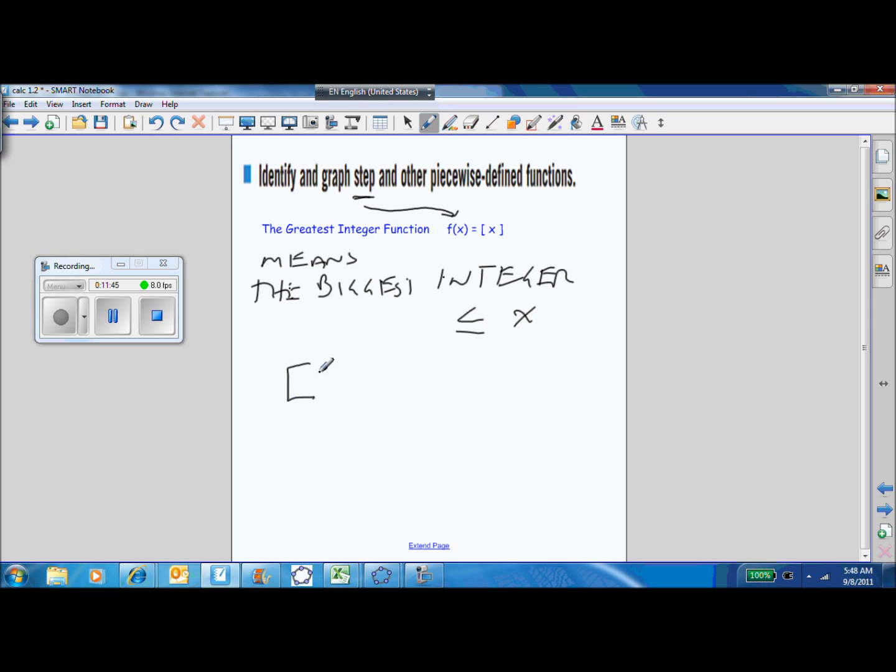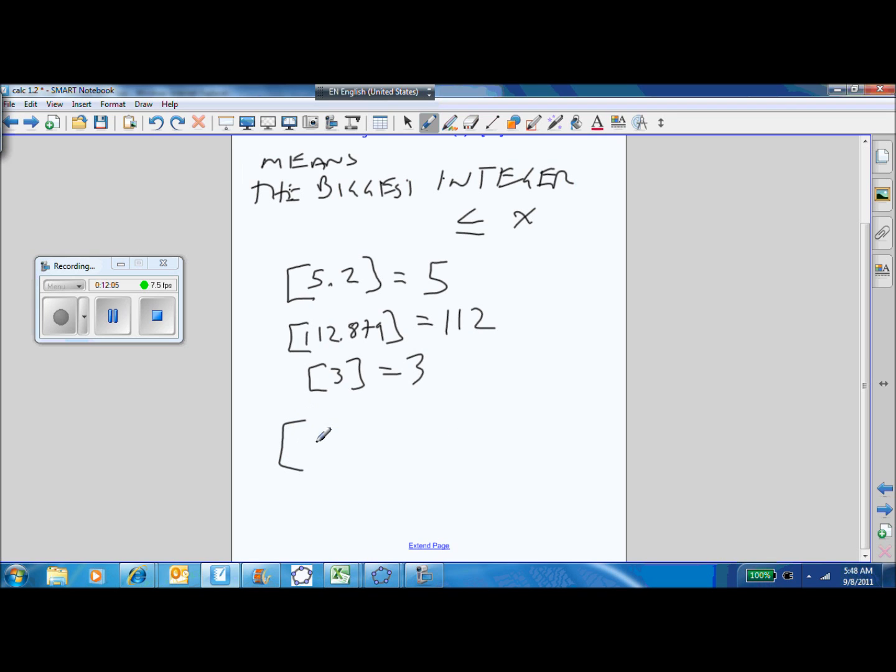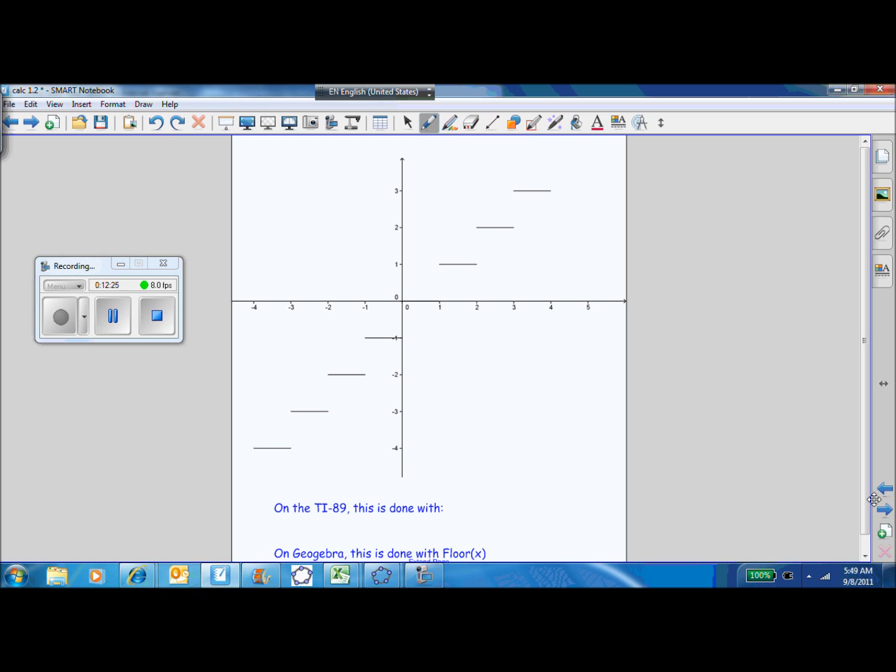So when you do the greatest integer of 5.2, it's just going to return the 5. The greatest integer of 112.879, even though it's closer to 113, it's going to round it down to 112. The greatest integer of 3 is just 3. Now what are you going to do with the greatest integer of negative 1.2? Nope, not negative 1. It's going to be negative 2, because negative 2 is actually less than negative 1.2. So the result of this is that you're always taking it down to the integer to the left of that number.